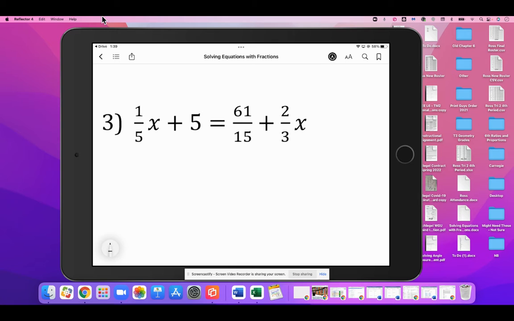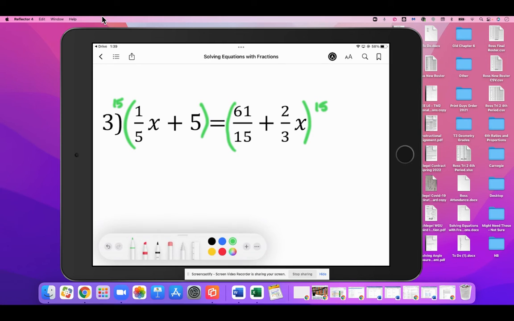Think for a moment of a denominator that 5, 3, and 15 all go into. I know that 5, 3, and 15 all go into 15. I could also use 30. I could also use 45. I could use 60. I could use any number that these three denominators all go into. Most people are probably going to choose to use 15. Again, we're going to multiply both sides by 15. The goal being that these denominators divide out evenly at the end.